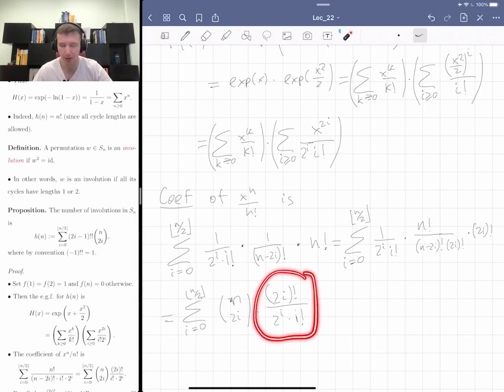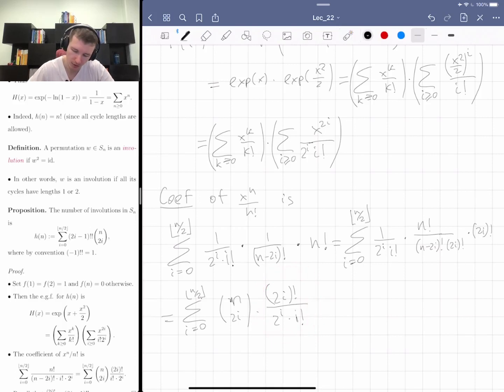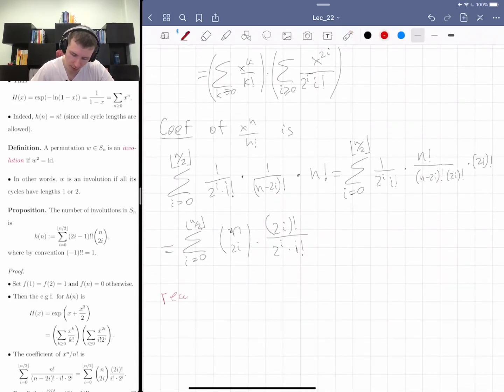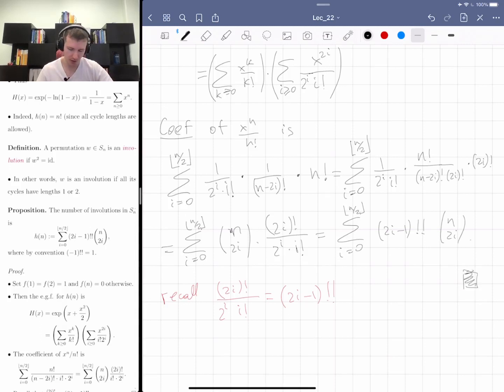And finally, recall from one of the previous lectures, I think it was the previous lecture, that 2i factorial over 2 to the i times i factorial was nothing but the 2i minus 1 double factorial. So the sum is of 2i minus 1 double factorial times n choose 2i. And that's the end of the proof.